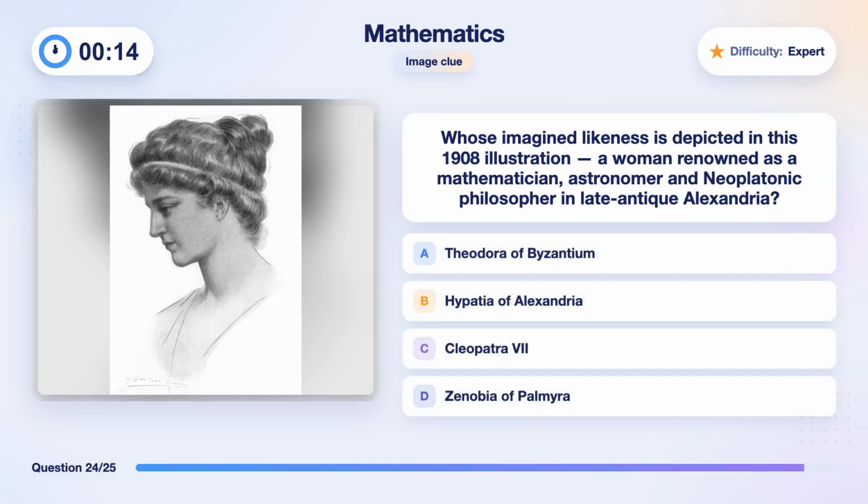Whose imagined likeness is depicted in this 1908 illustration? A woman renowned as a mathematician, astronomer, and Neoplatonic philosopher in late antique Alexandria. What's it going to be? A. Theodora of Byzantium. B. Hypatia of Alexandria. C. Cleopatra VII. D. Zenobia of Palmyra. Now this gets interesting. 14 seconds to think. Start.